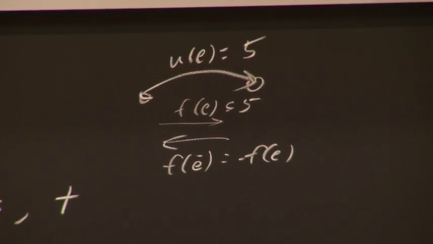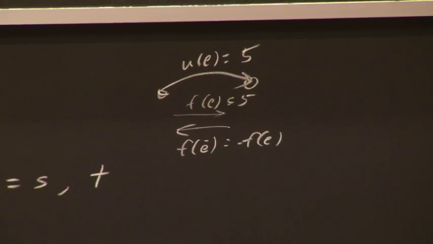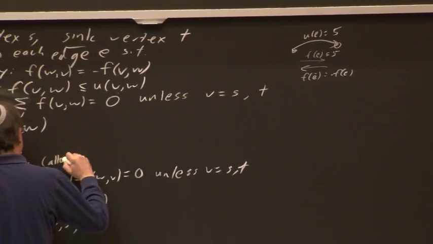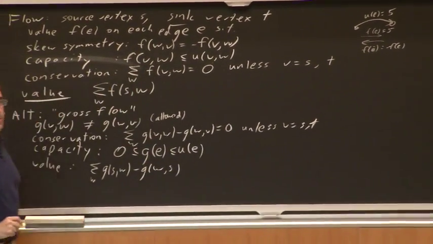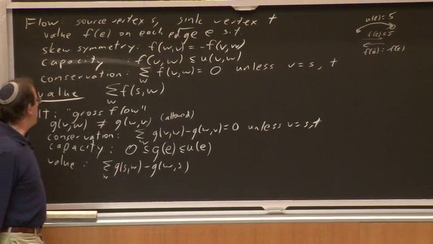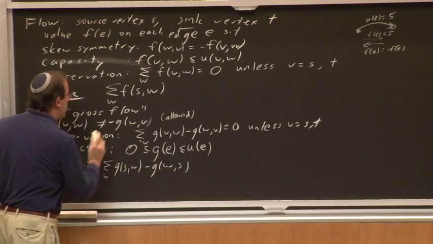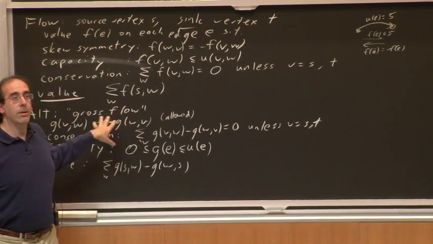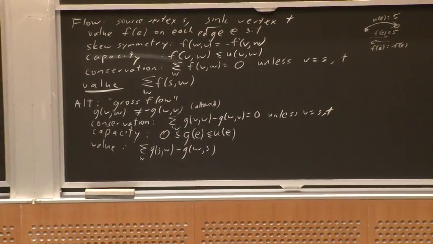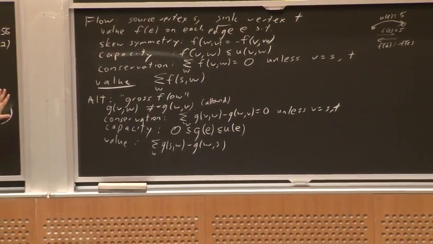Okay? Yes? Oh, this is saying this is allowed. In other words, you're not required to have G of VW equal to minus G of WV. What I'm saying here is that you don't have to obey skew symmetry. Okay. Other questions? Everybody's got the definition down?